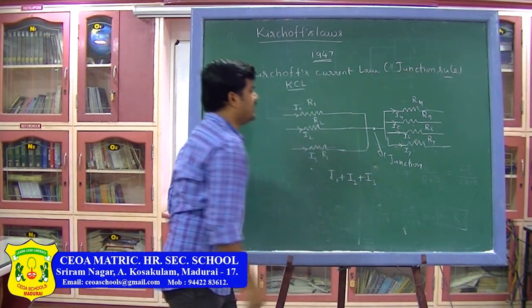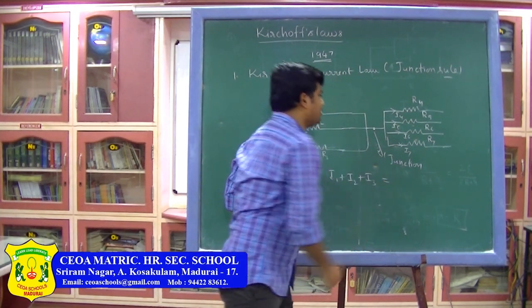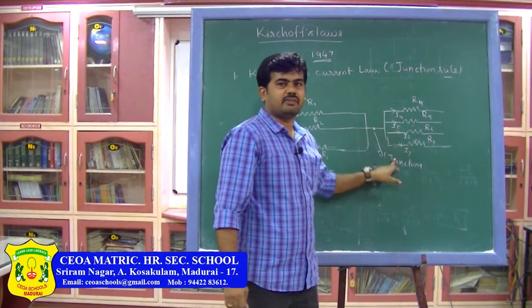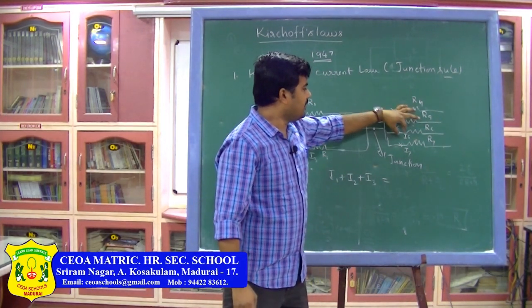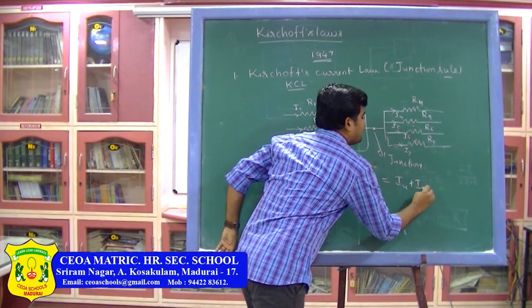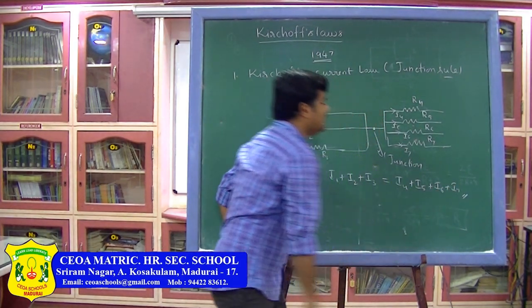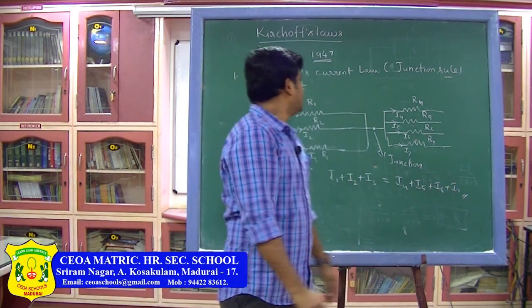This is the total current which is approaching the junction, and that must be equal to the sum of currents which are leaving the junction, that is I4, I5, I6, I7. So, I have to take I4 plus I5 plus I6 plus I7. So, this is the meaning of Kirchhoff's junction rule.